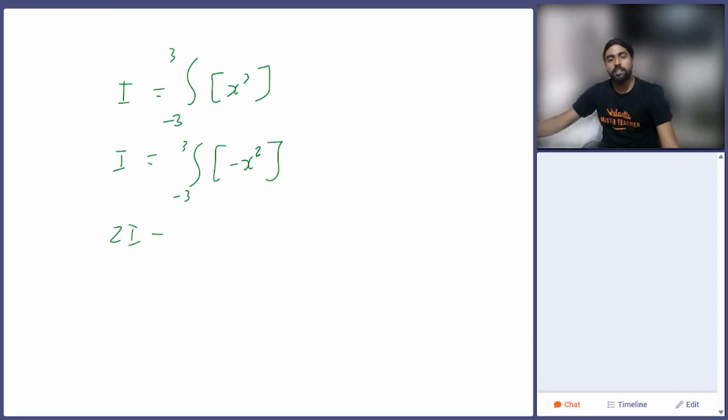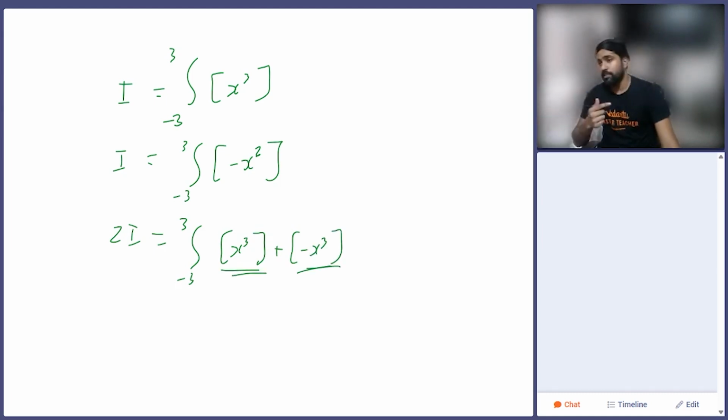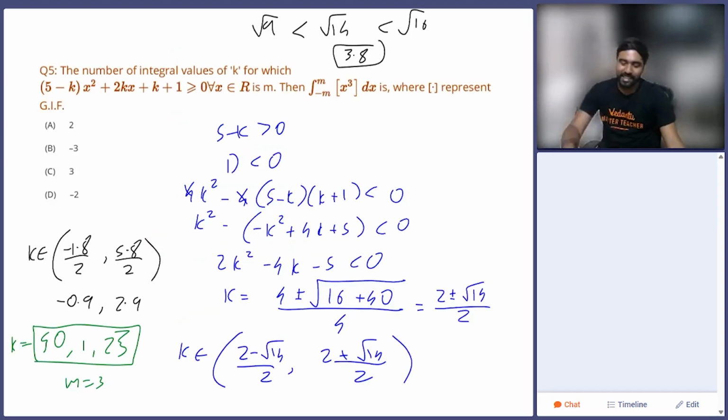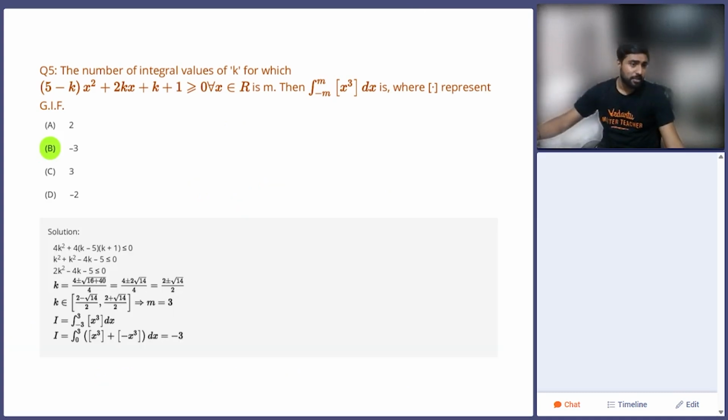Now if I add these two, I can say 2 times the integral is the integral from minus 3 to 3 of the greatest integer function of x cube plus the greatest integer function of minus x cube. What is the addition of a term's greatest integer function and the greatest integer function of its negative? I can say that's always equal to minus 1. And as it is minus 1, which is a constant function, it will be even. So I can write that as 2 times the integral from 0 to 3. The integral of minus 1 is minus x, so minus 3 minus 0, that's minus 3. So my integral will be equal to minus 3. That should be the answer. Yes, option B is the answer for this question. Plain and simple, a basic logic question.